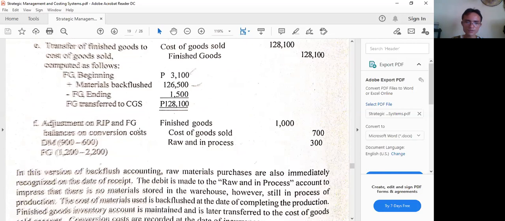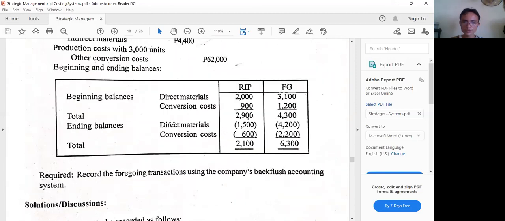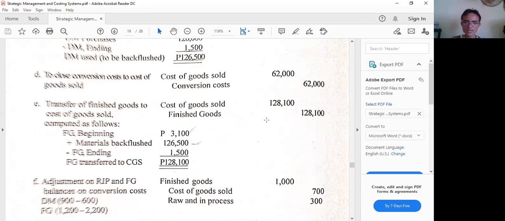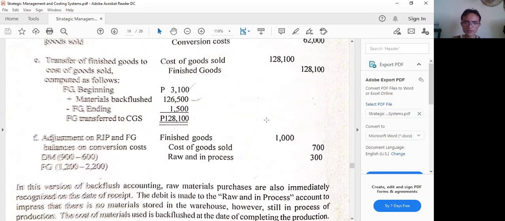And finally, adjustment on RIP and FG, the raw in process and the finished goods balances on conversion costs. So cost of goods sold is at 700. That's 1.2 minus 2.2, that's 1,000. 2,200 minus 1,210. If that is better, then 600 and 900 is 300. All right. So those are the items to be closed.